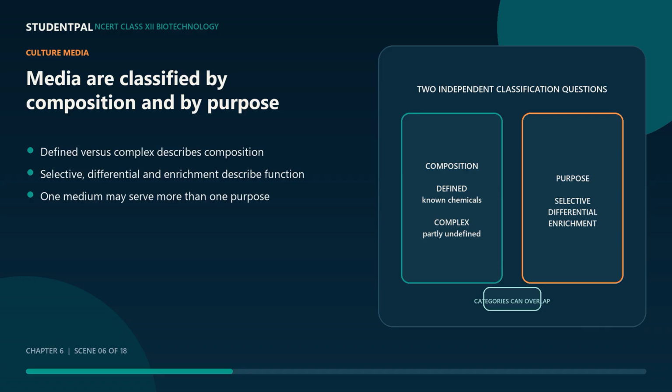A selective medium contains conditions that favor some organisms and inhibit others. A differential medium reveals visible biochemical differences, often through a color change or colony appearance. An enrichment medium increases the proportion of a desired organism in a mixed sample by providing favorable conditions. These categories can overlap. A medium may be complex, selective, and differential at the same time. Growth on a selective plate supports compatibility with those conditions, but it does not independently establish identity. A strong answer states both the medium property and the evidence needed for confirmation.